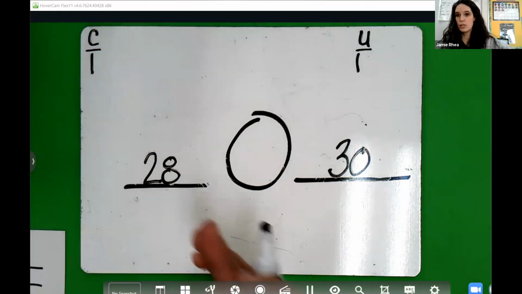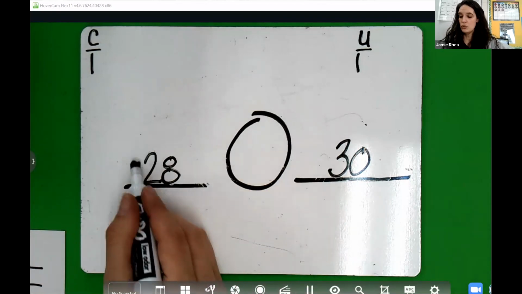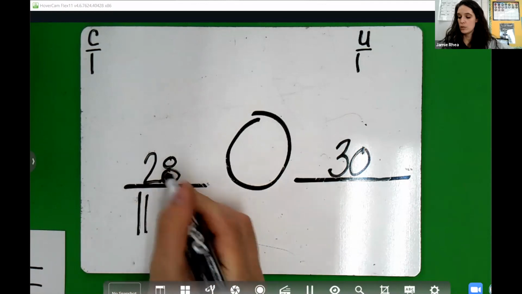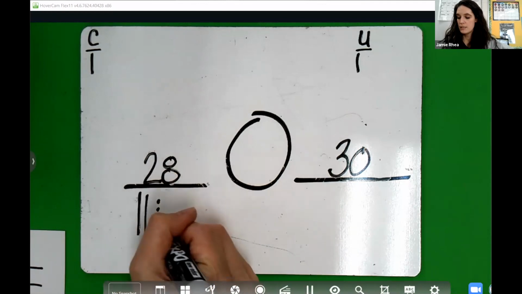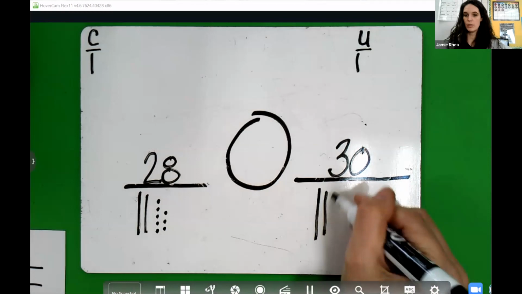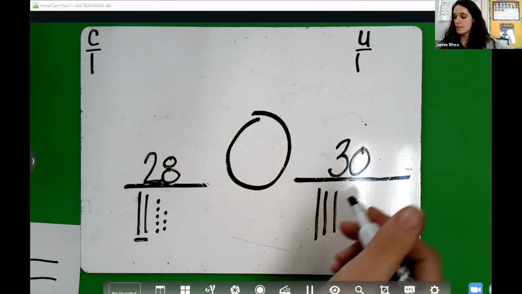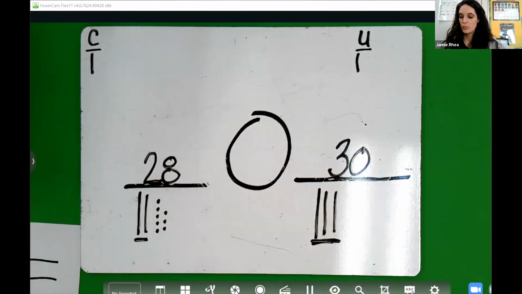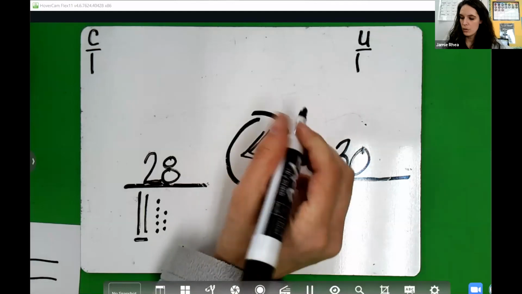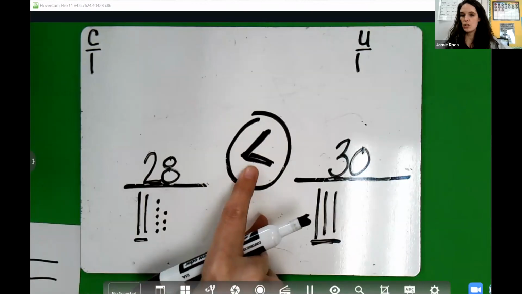Okay, so you may not need to draw it out to see which one is which, but we're going to draw it out just to be on the safe side. So I have 2 tens and 8 ones. 1, 2, 3, 4, 5, 6, 7, 8. I have 3 tens and no ones, so I'm not going to draw any. Now I'm going to look at my tens place and see which one has more, 2 tens, 8 ones, or 3 tens. My 3 tens has more, so I'm going to put my mouth opening this way. So I'm going to say that 28 is less than 30.